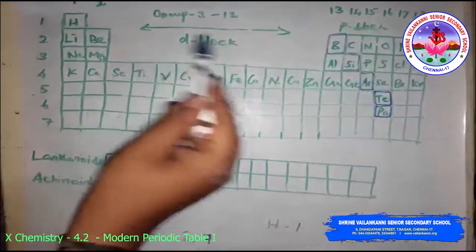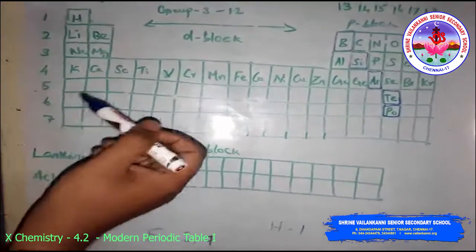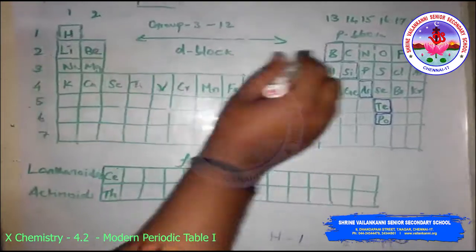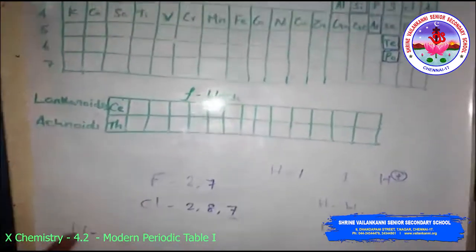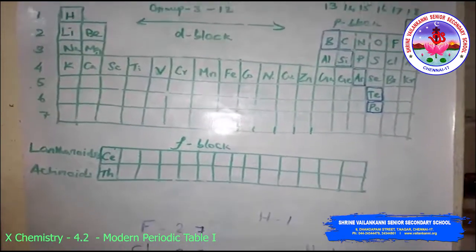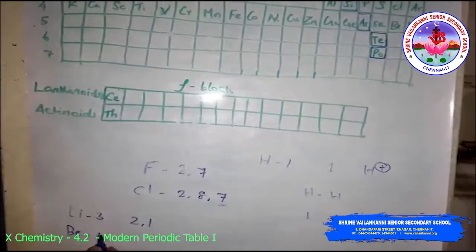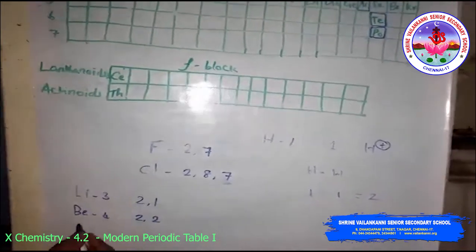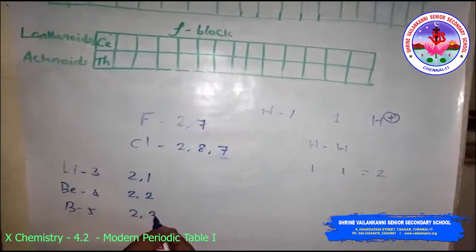So write the electronic configuration of these elements. See, the electronic configuration of lithium, beryllium, boron, like this. Lithium, what is the atomic number here? 3. So the electronic configuration is 2, 1. Then beryllium 4, 2, 2. Boron 5, 2, 3.